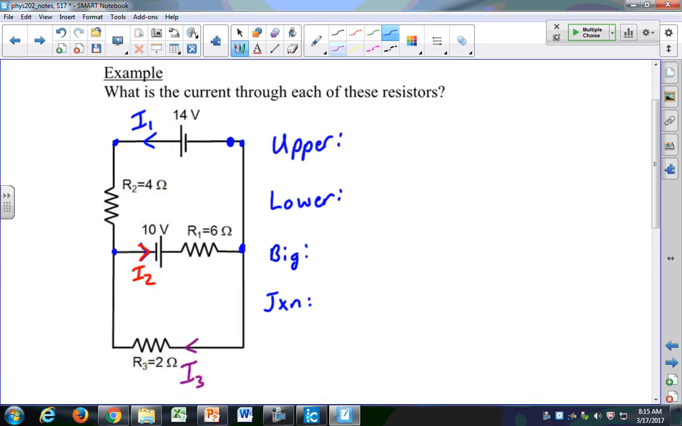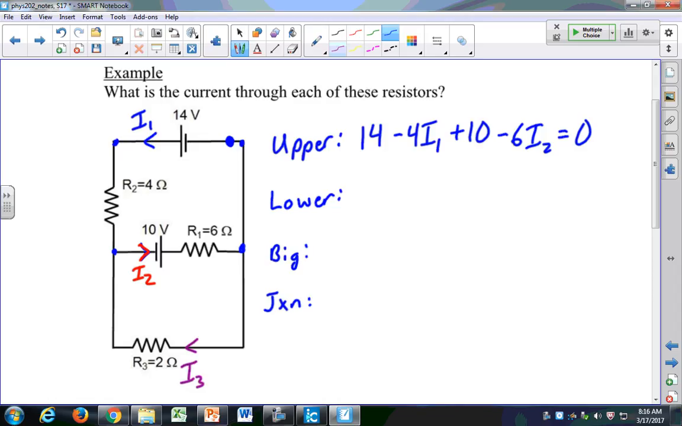So I'll start up here, and I'll do the upper loop. I have 14 minus 4I1 plus 10 minus 6I2. That's all equal to 0. You might have a different equation. Your equation might be minus 14 plus 4I1 minus 10 plus 6I2. But it should be either this equation or the exact negative of this equation. You would get the negative of this equation if you went a different direction than I went. But it doesn't matter. You're not incorrect. It's just different. All right.